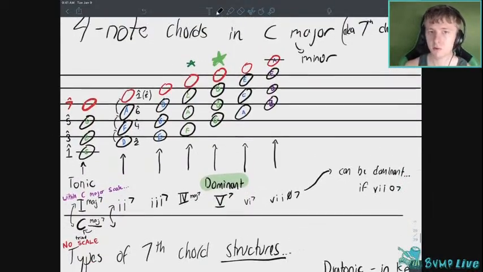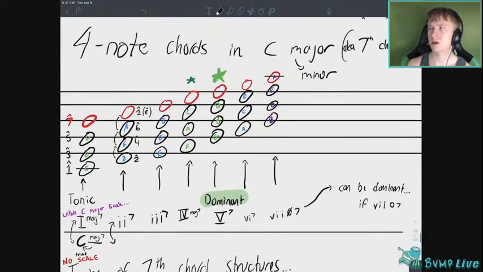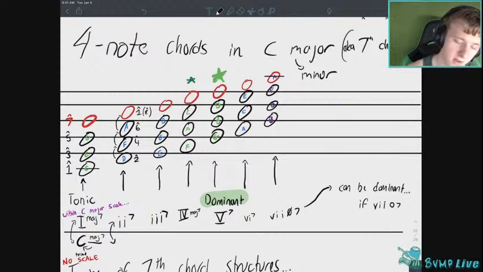In fact, I don't believe we're going to end up with a fully diminished. Let me figure this out real quick. So C, E flat, G, B flat, D, F, A flat, C. A flat to C, yeah, it's going to end up being half diminished. But we'll see that when we come back.